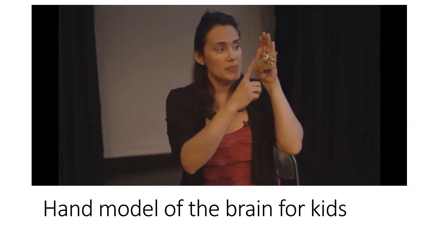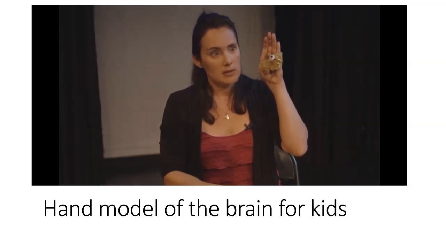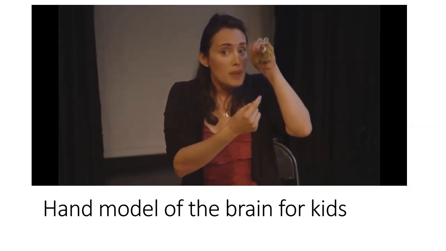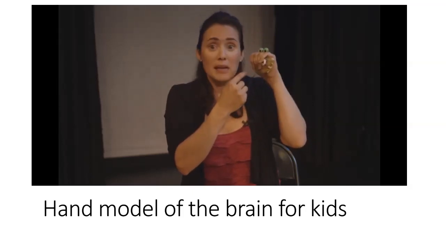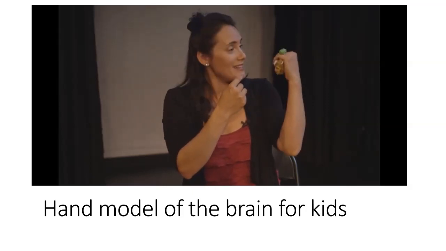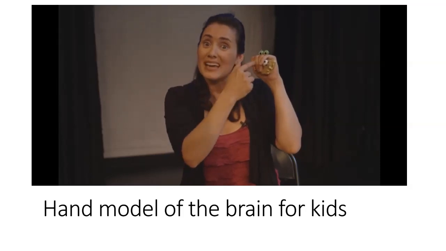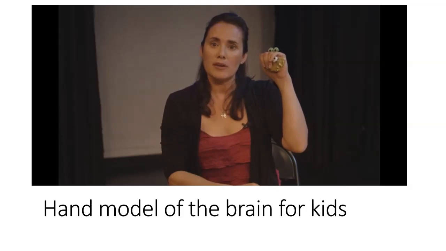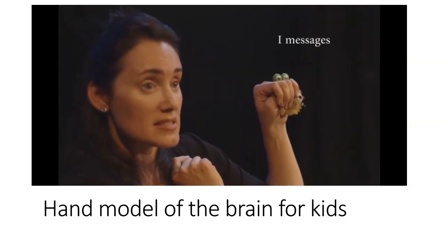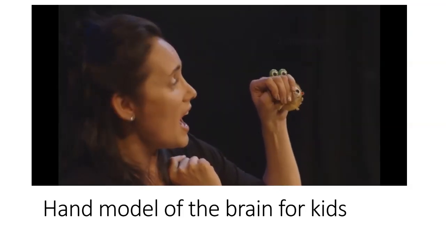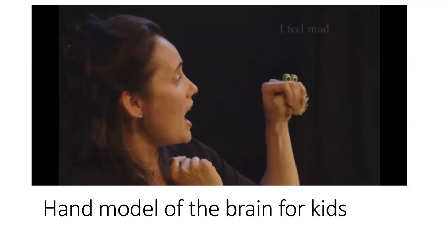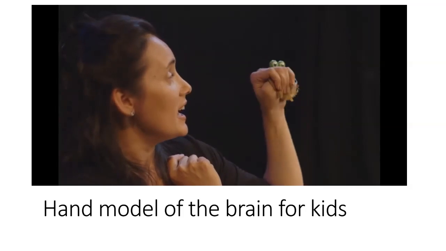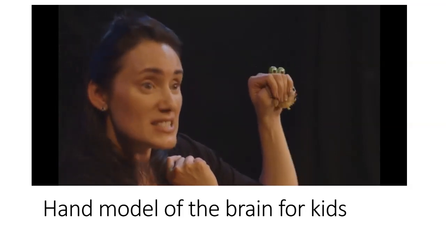However, because we're not animals, right? This is just an animal part in our brain. There's another part of our brain, and that's our thinking part, our talking part. That's the part that can tell us what to do to take care of our animal part of our brain. It can say things like I messages. I feel scared. I feel mad. I feel scared. And it can tell us what it's feeling.